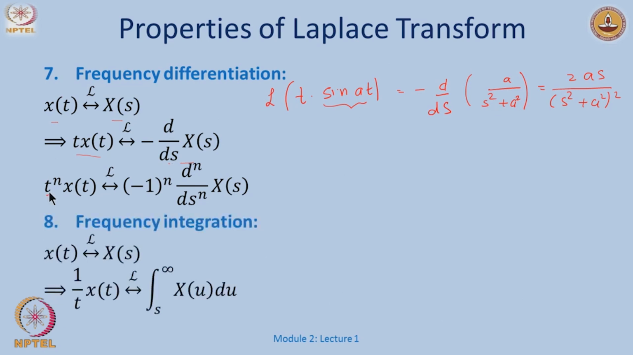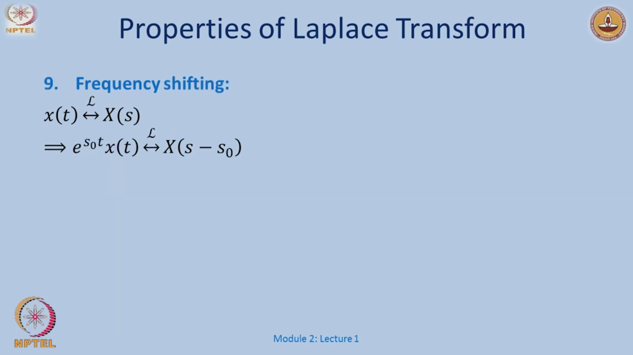Okay. Similarly, I have the property of frequency integration, that if I have x of t with the equivalent Laplace transform x of s, then 1 over t times x of t would just be the integral from s to infinity of x of u du. Okay. Frequency shifting, right.